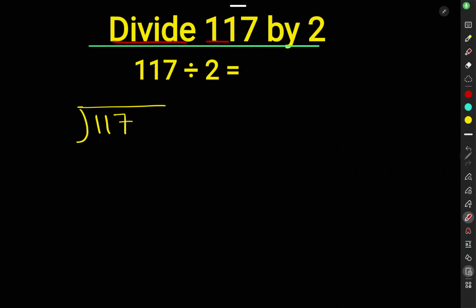Divide 117 by 2. So here we divide 117 by 2 in a long division method.